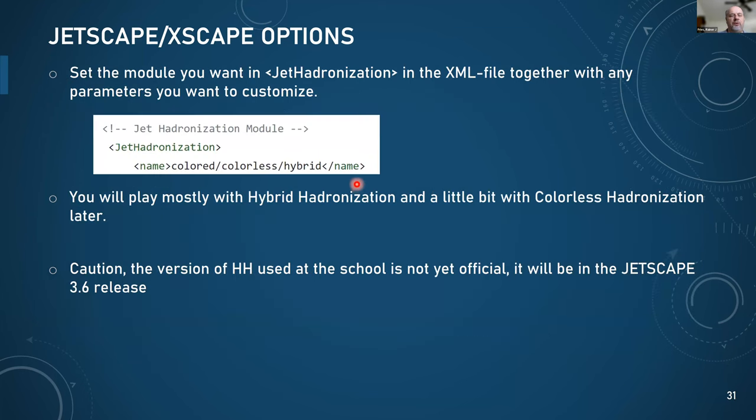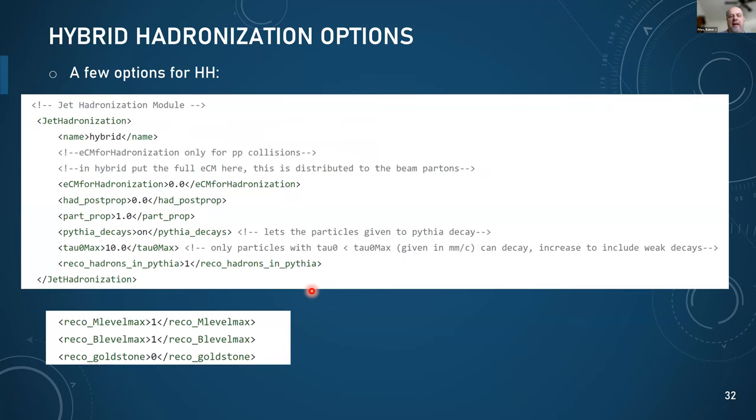So how do you choose this? Well, you choose it in your XML. There's a jet hadronization section where you can choose colored, colorless, or hybrid, very simple. I think Hendrik, who will be part of the team doing the hands-on session, already said in one of his posts that this is a beta version of what you're using here at the school. It will be in the JETSCAPE 3.6 release. It's not yet official, so be a little bit careful about that.